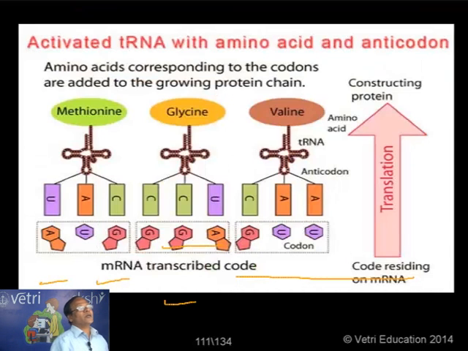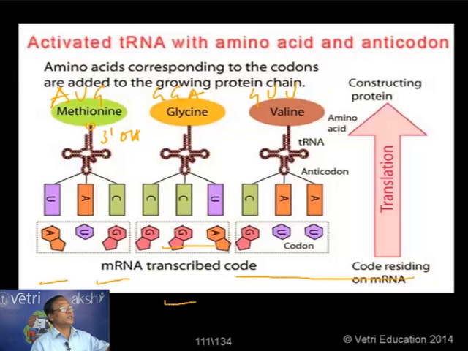So this is activated tRNA with amino acid and anticodon. I am taking, for example, methionine. This is the anticodon, and the codon for that is AUG. Here we have, for example, glycine with codon GGA, and for valine the codon is GUU. So the methionine amino acid is joined to the CCA end, the 3' end, with the hydroxyl group. And this is the 5' end of the tRNA.